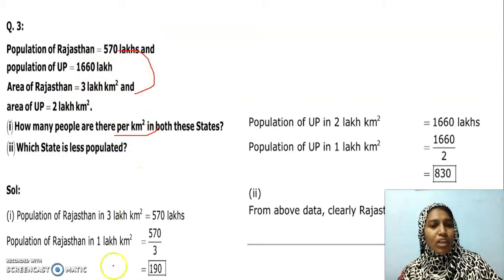Okay, see, that is what they have given. I got a number 190. Similarly, if I have 660 divided by 2, I get 830. Now compare these two. Which is more populated, Rajasthan or UP? Yes, Rajasthan is less populated and UP is more populated. They asked for the less populated state, so I have to write Rajasthan as less populated.